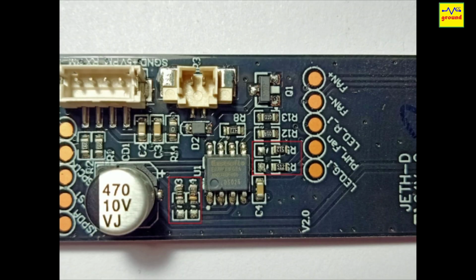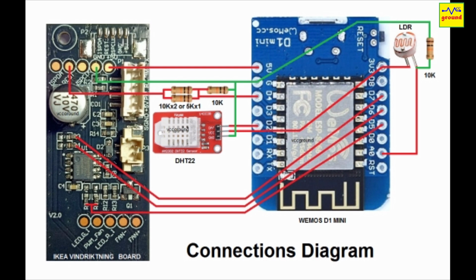If you think that removing and refixing the small resistors for LEDs is not your cup of tea, or if you don't want to control the LEDs from Home Assistant, you may leave the resistors as is. In that case, you don't need to connect pins D5, D6 and D7 to the IKEA board.